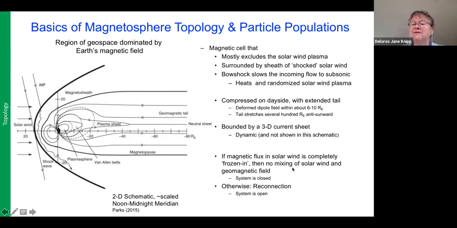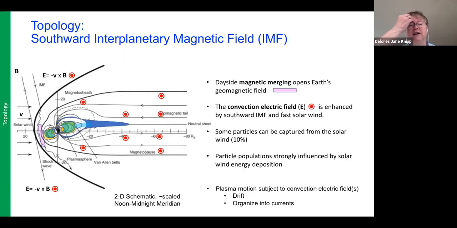If the incoming magnetic flux in the solar wind is completely frozen into the solar wind, then there wouldn't be any mixing, there wouldn't be any reconnection, and the system would be closed. But in order to get a geomagnetic storm, we need it to be otherwise. So we need to be thinking about this possibility of reconnection on the day side that Amitava and others have talked about. That's this pink region right here that is associated with the subsolar point for southward IMF. As we get to some of the pictures from the groups, we'll find out that for northward IMF, the reconnection points move up to the high latitude regions.